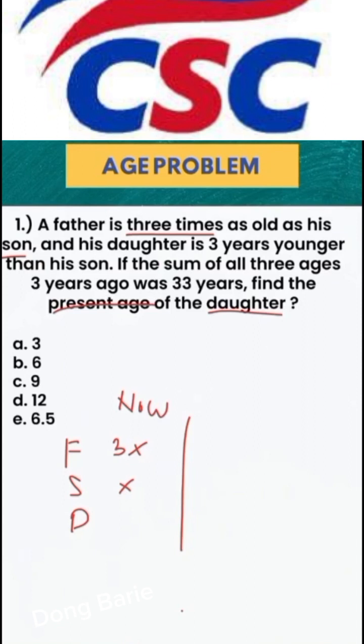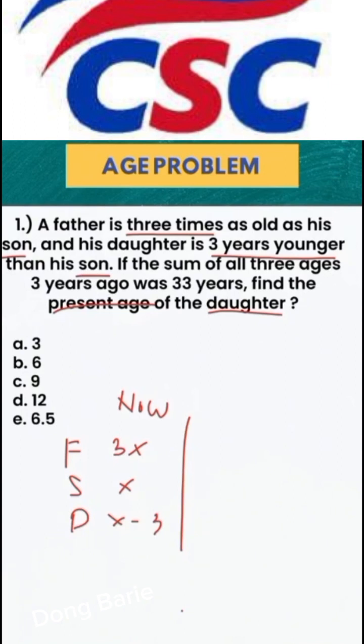Next, as his daughter is 3 years younger than his son. So, yung edad daw ni daughter, 3 years younger. So, meaning, x minus 3. Kasi, 3 years younger daw doon sa son, which is x.